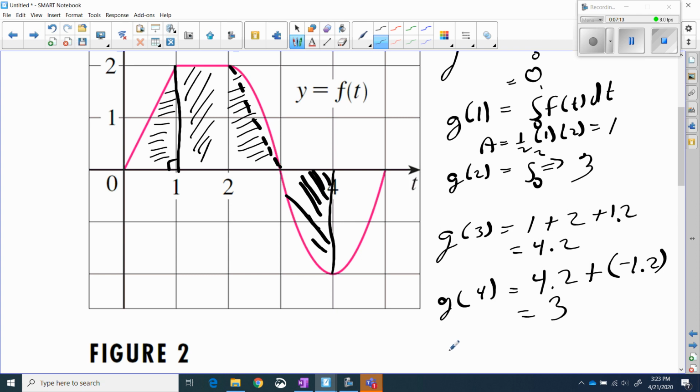And then last but not least, G at 5. All right, so starting from 0 all the way to 4, we've said we're at a total of 3. Now I've got this piece down here left to add into the mix, which I think you'd agree is the same as this one and this one. So it is going to be a negative again. So I'm going to take the 3 that I had when I got to here. Now I'm going to add to it another negative 1.2, which will give me a positive 1.8 roughly.